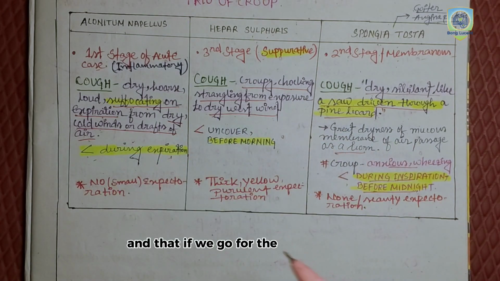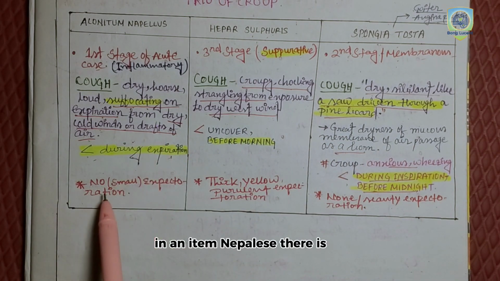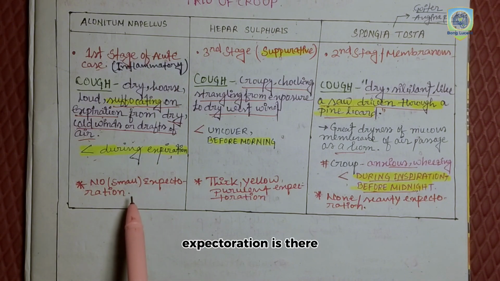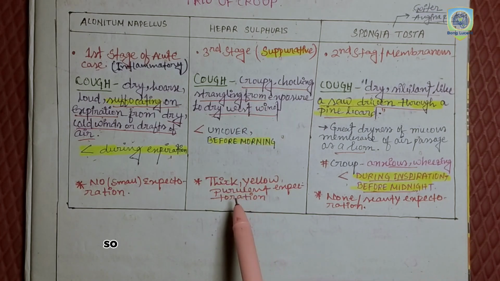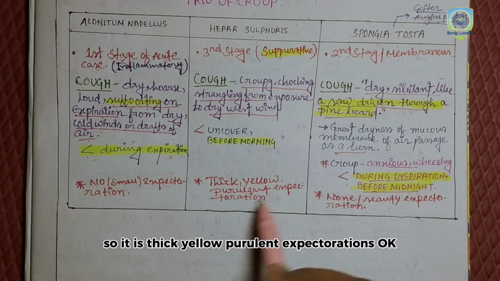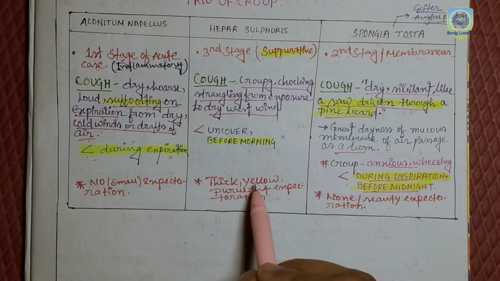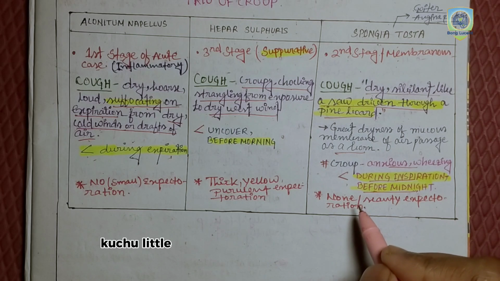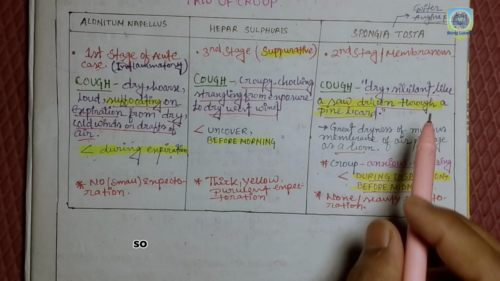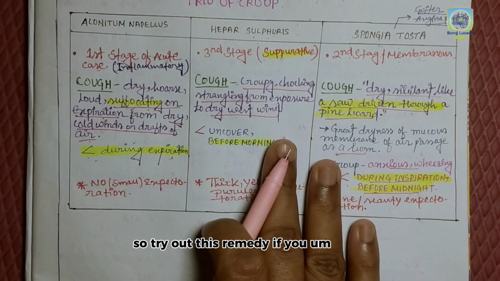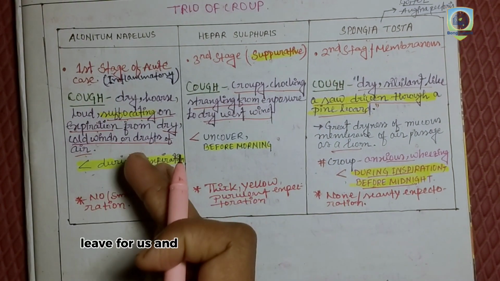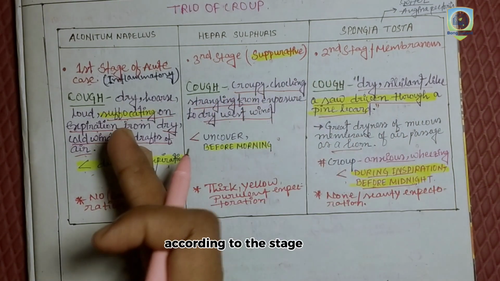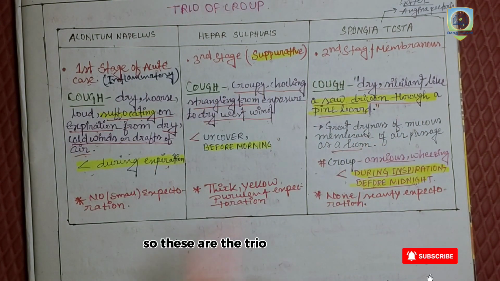If we go for expectoration, in Aconitum napellus there is almost no expectoration, or only a small amount. In Hepar, it is the third stage, so it is thick, yellow, purulent expectoration, and the color is yellow. In Spongia, there is scanty expectoration, little expectoration. If you write the trio of croup remedies, write first Aconitum napellus, then Spongia, then Hepar. So it is easily remembered one by one according to the stage. These are the trio of croup remedies.